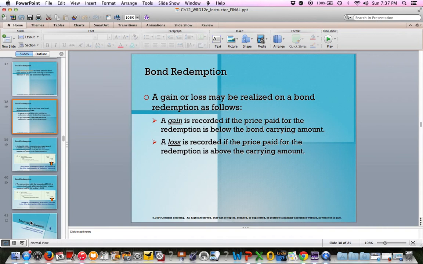A gain or loss may be realized on a bond redemption as follows. A gain is recorded if the price paid for the redemption is below the bond carrying amount, or a loss is recorded if the price paid for the redemption is above the carrying amount. So it can be a gain or a loss.